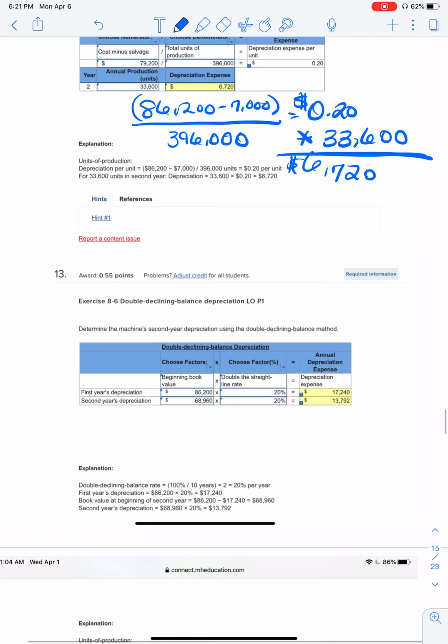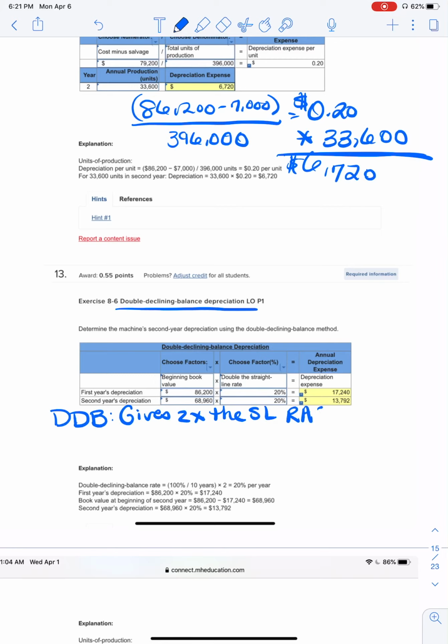And for number 13, we're going to look at what is called the double declining balance method of depreciation. Now, the way that this works is double declining balance gives you 2 times the rate. So double declining balance, DDB, gives 2 times the straight line rate, not 2 times the straight line amount. And you say, well, how does that make sense at all? So what we're going to do is I'm going to show you the formula for double declining balance, and then I'll ask you a quick question and see if you're following along well.